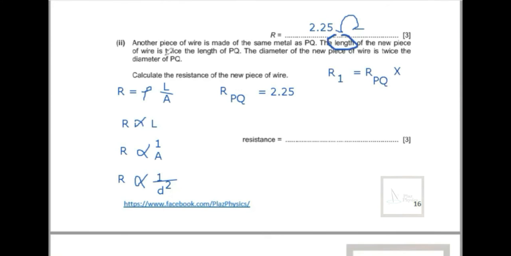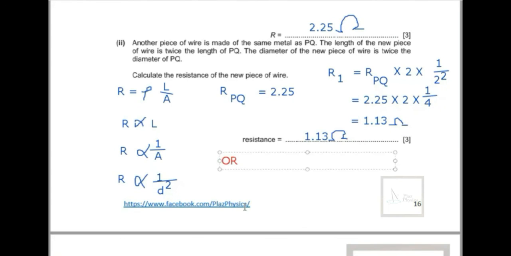You see the length is twice, so the length is double, so your R will be double. The diameter is half, so the area reduces by 1 over 2 squared. So you don't need to find the resistivity. 2.25 multiplied by 2 multiplied by 1 over 4. So 2.13 ohm. This one we use the relationship.